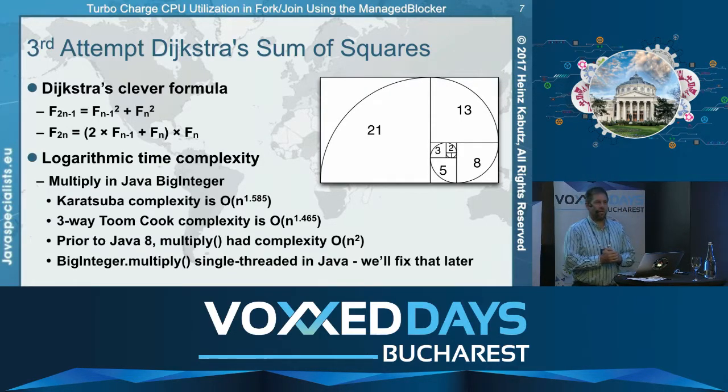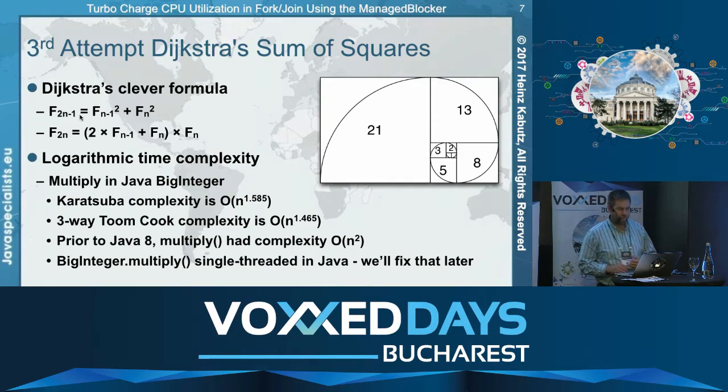So here's the extra sum of squares. This is a better algorithm for working out Fibonacci. And instead of having exponential complexity, or in fact linear complexity, we've got logarithmic complexity. So that's, of course, much better. At every step, we're dividing the problem by half, and we can work it out much quicker this way.